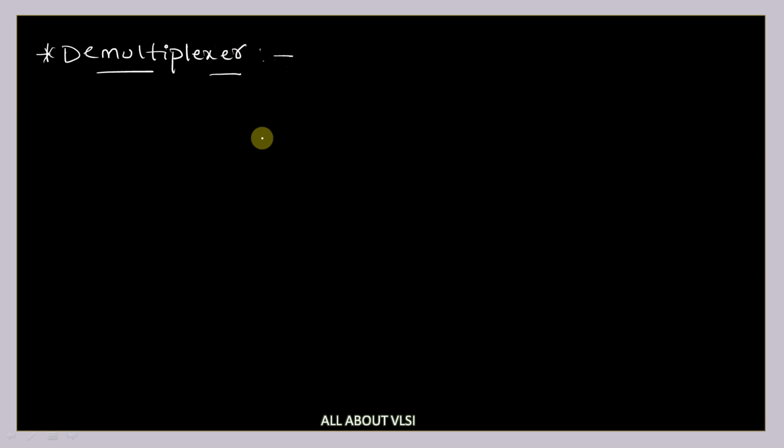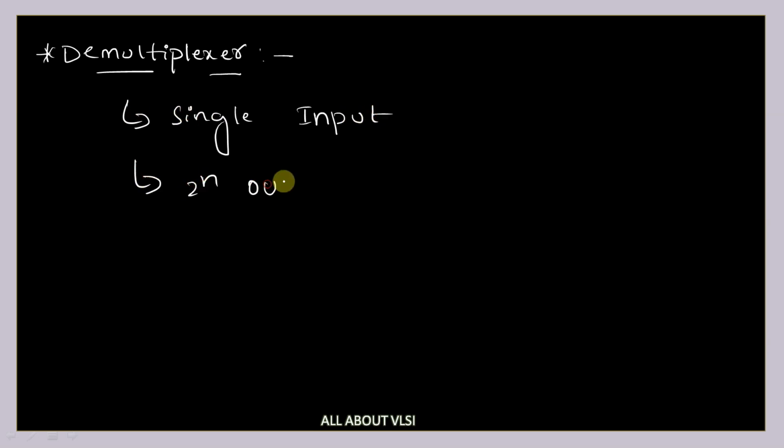This demultiplexer is opposite to your multiplexer, and it is also a combinational circuit that is going to have only a single input and 2 power n outputs. Whereas in the case of a multiplexer, you have 2 power n inputs and a single output. In the case of a demultiplexer, you have a single input and 2 power n outputs.